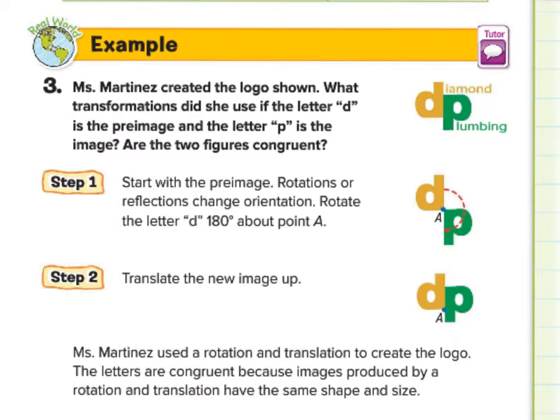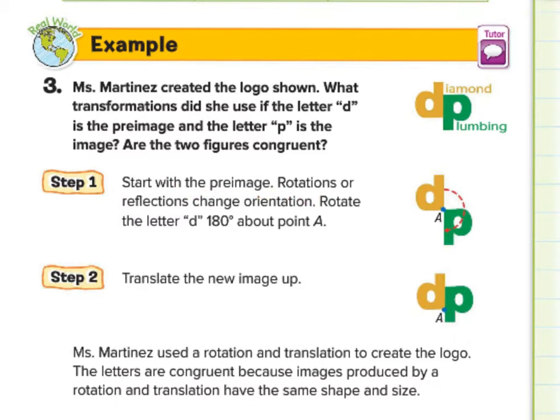Ms. Martinez created the logo shown. What transformation did she use if the letter D is the pre-image and the letter P is the image? Are the two figures congruent? It looks that way. It looks like she simply took the letter D and did a full 180 degrees, and changed the color. You see that? 180 degrees. And changed the color to make it look like she drew a new letter.